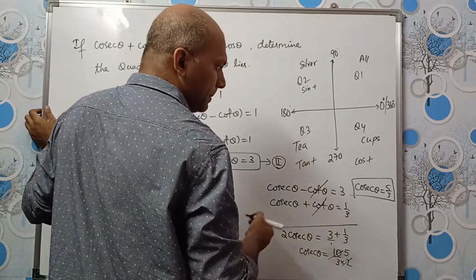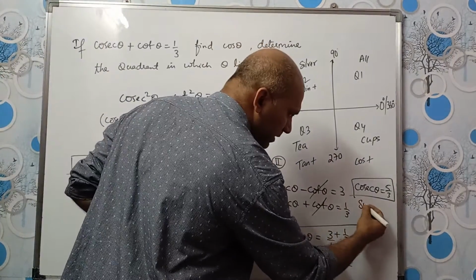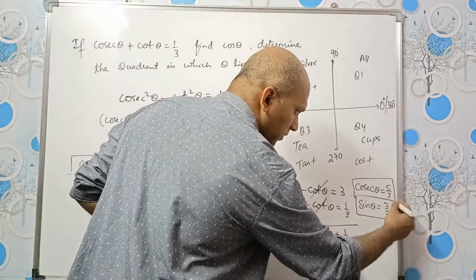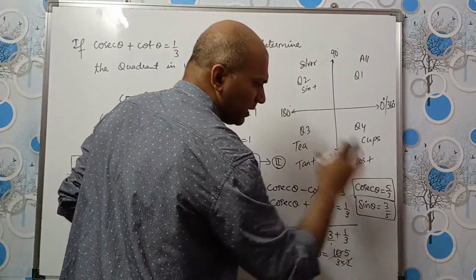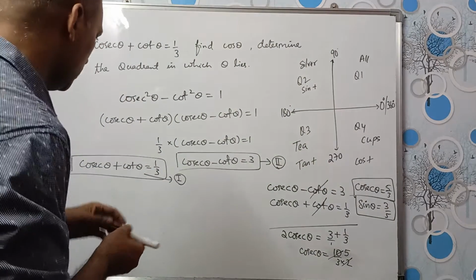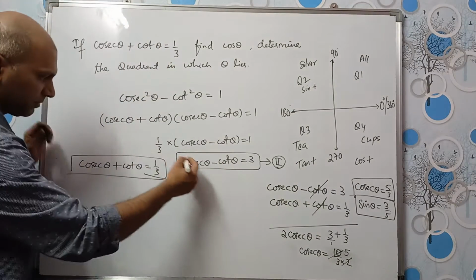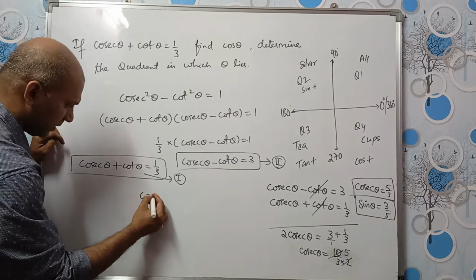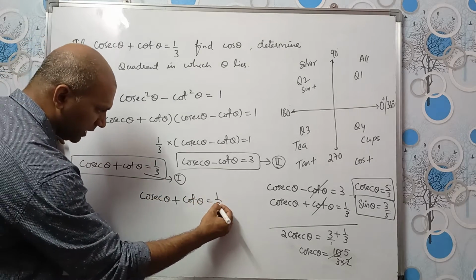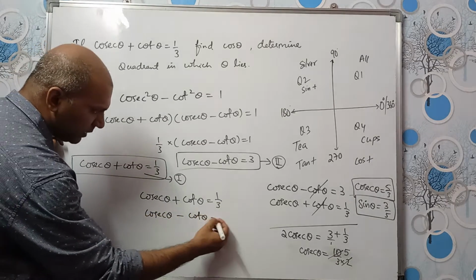If cosecant is 5 by 3, can we find sine? Yes, sine will be the reciprocal, right? It will be 3 by 5. Let us write sine theta, it will be handy. Alright, now let us subtract this. We added here, now let us subtract. Let me write the first equation first: cosecant plus cot is equal to 1 by 3 and cosecant minus cot is equal to 3.